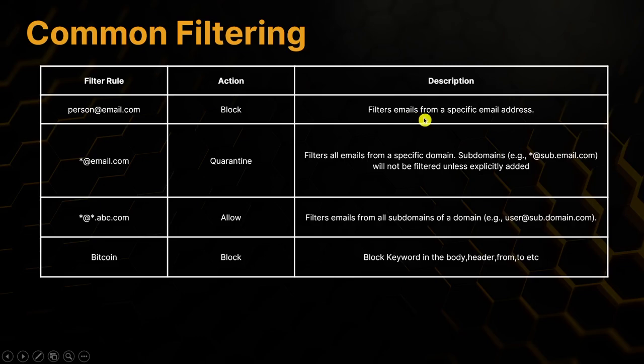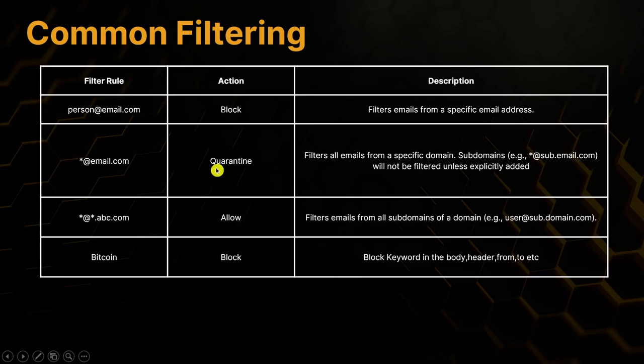Then you have the second example. Here we see something like a wildcard character, *@email.com. That means we can entirely block a specific domain, and subdomains will not be filtered unless explicitly added. This time we can set a different action. We can set multiple types of actions, for example block, quarantine, or allow.